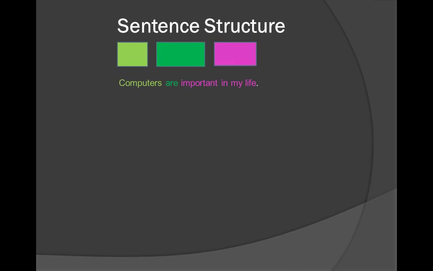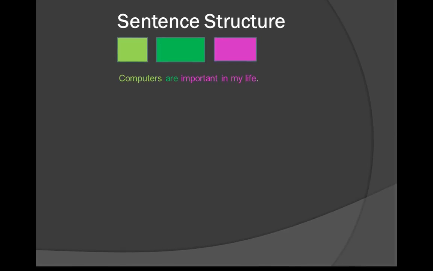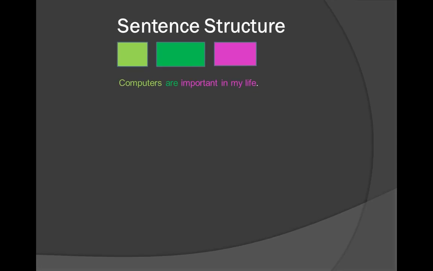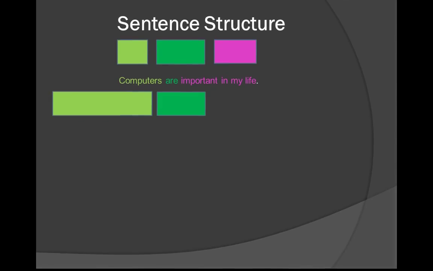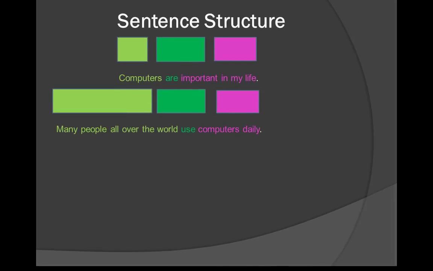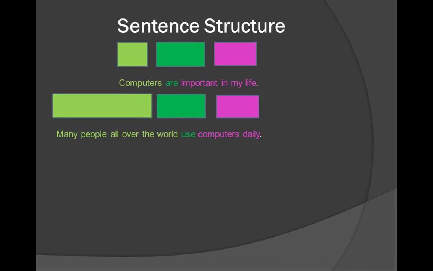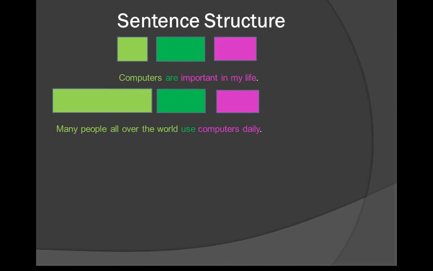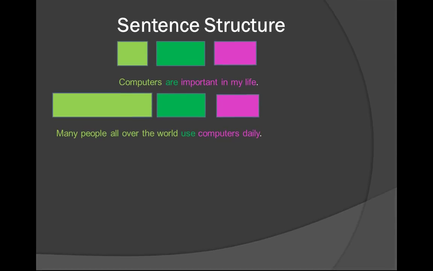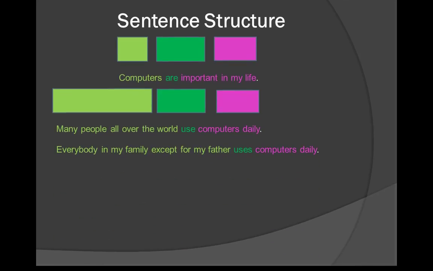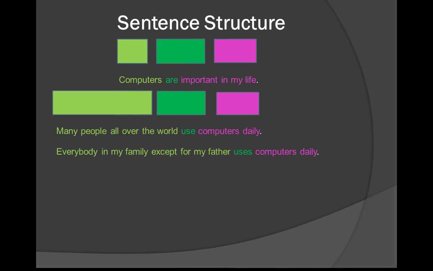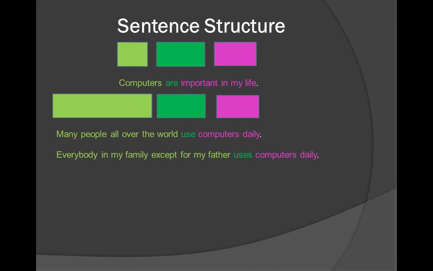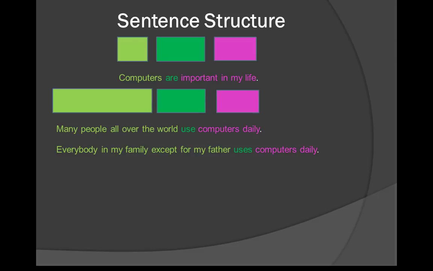Then we start getting a little more complicated. The subject can be longer than one word, right? It can have several words. So it can be a long subject, verb, and complement. For example, many people all over the world use computers daily. So many people all over the world is our subject. It's who are we talking about? What do they do? They use what? Computers. How often? Daily. Another example would be everybody in my family except for my father uses computers daily. Again, you have a very long subject, then a verb and a complement.